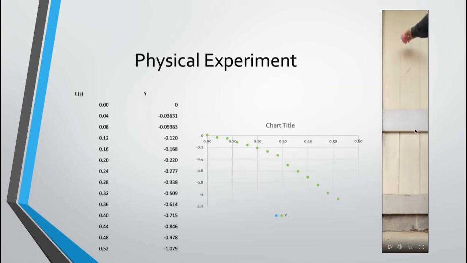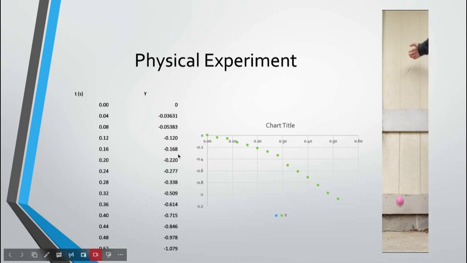And so for the physical experiment, I just dropped a ball from a given height, a random height I should say, and then just plotted everything here. You can see the data. As the object falls, the velocity generally increases.